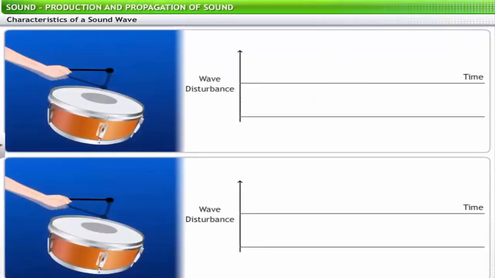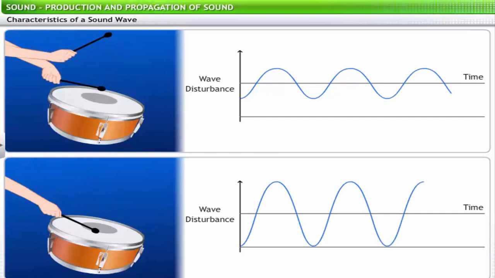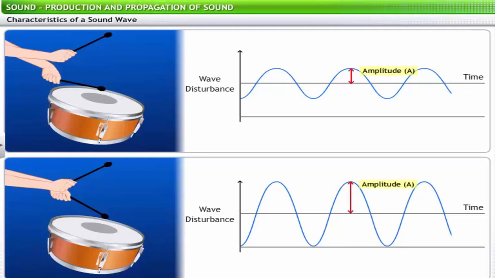Listen to these two sounds produced by the same drum. The second sound was louder than the first. This is because the amplitude of the sound produced the second time was higher. A loud sound can travel across a larger distance because it is associated with high energy.